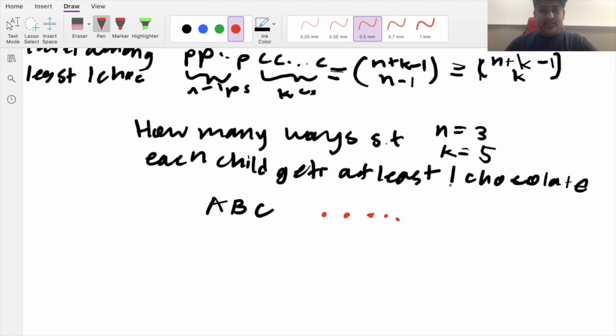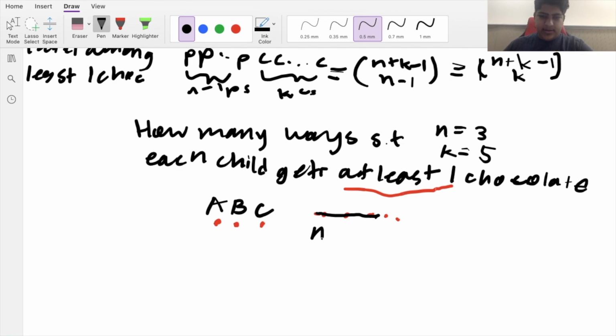So we think about reducing this condition so that each child can just get at least 0 chocolates. But since there's at least one chocolate, what we can do is just give them the chocolate right from the get-go. So we can just give each of them one chocolate, and now each of them already has at least one chocolate. Now we just remove all those chocolates that we just picked from our set. Now, this is the exact same scenario as before, except instead of having 3 people and 5 chocolates, we now have 3 people and 2 chocolates. And now we can either use our logic or derive it from the formula. This time I'm just going to use the formula.